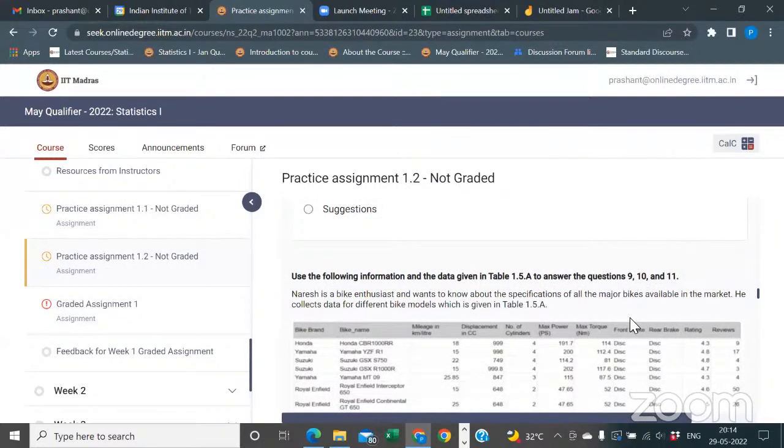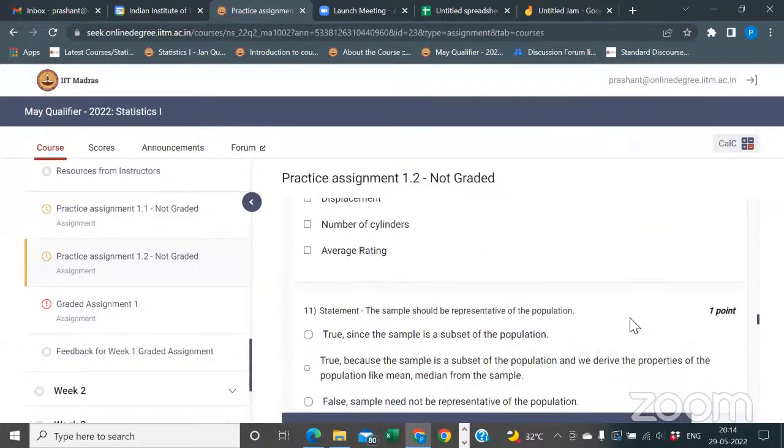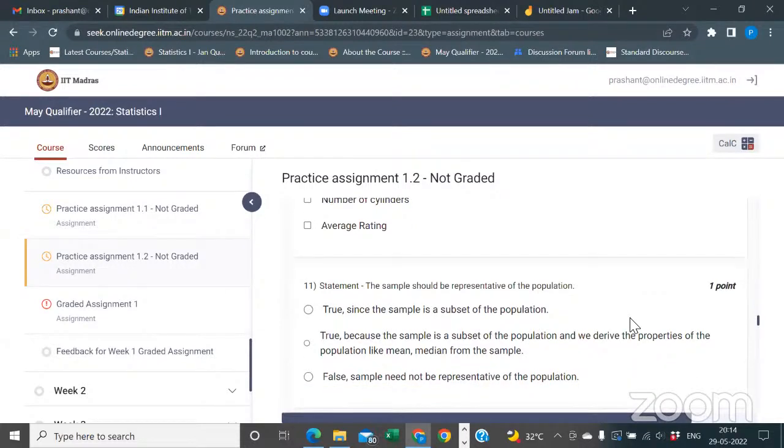It is a general question, sir. It is not related to the data. The samples should be representative of the population. True, because the sample is a subset of the population and we derive the properties of the population, like mean and median, from the sample. False, the sample need not be.